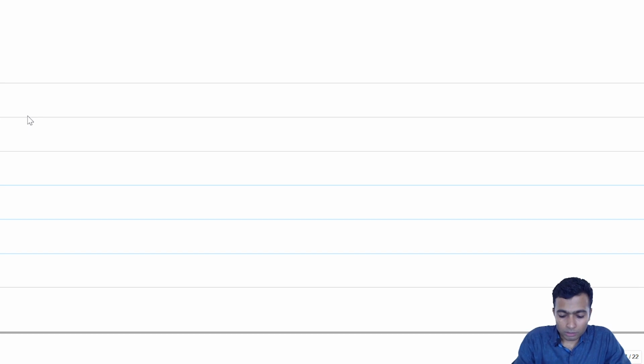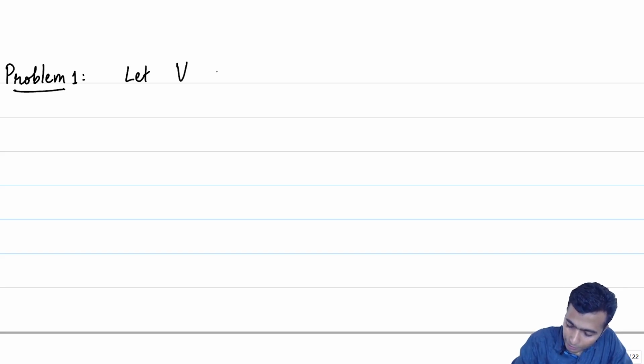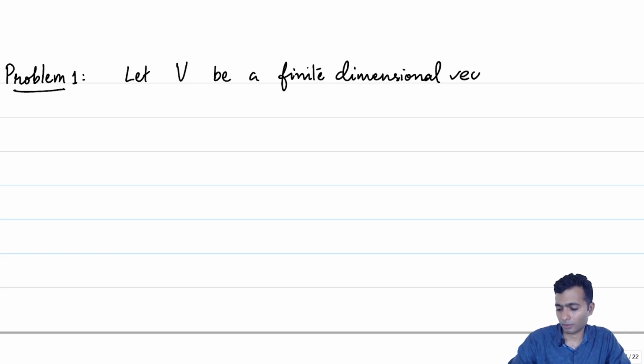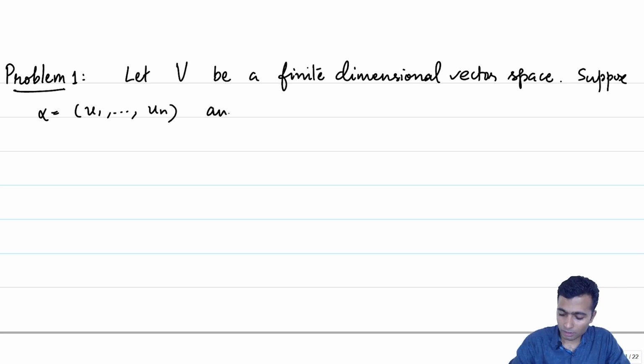Let's begin by solving a problem on the change of basis matrix. So problem 1. Let V be a finite dimensional vector space and suppose we are given two ordered bases. Suppose alpha equal to say u1 to un and beta say v1 to vn be ordered bases of V.